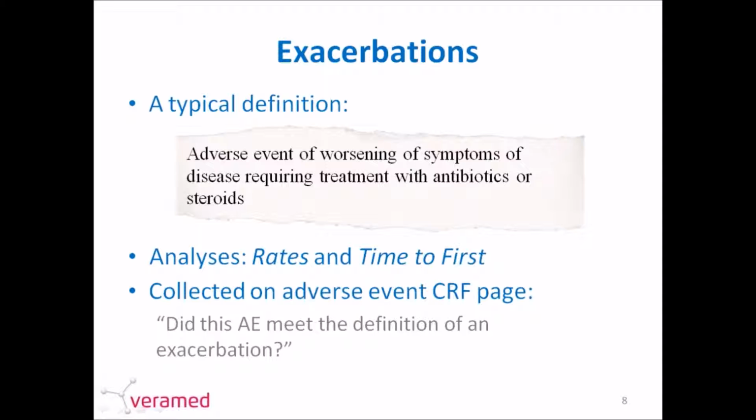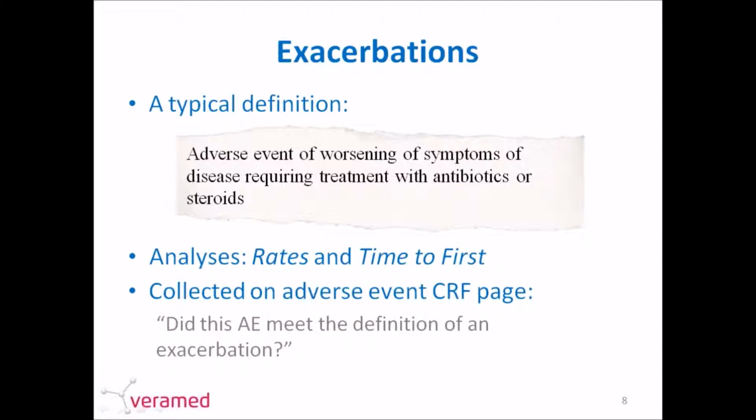And in our analysis, we were doing both rates and time to first analyses. So we were looking at whether the drug we were testing had an effect on the number of exacerbations subjects were having, and also whether or not it had an effect on the time to the first event, on average, that subjects were having on each arm. So that's the analysis we were doing.